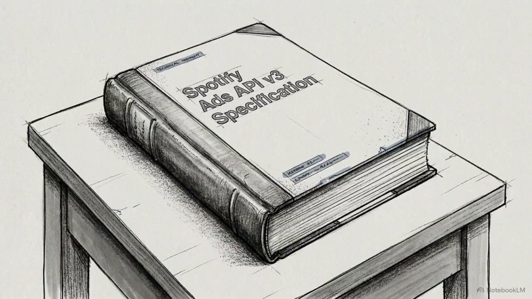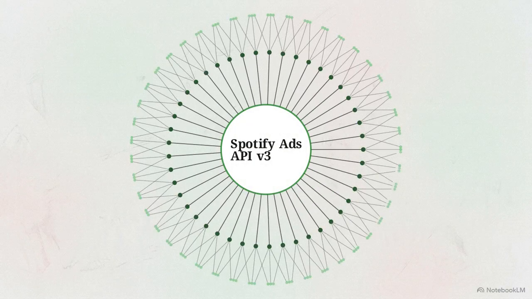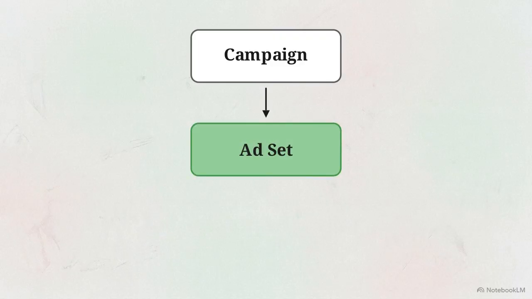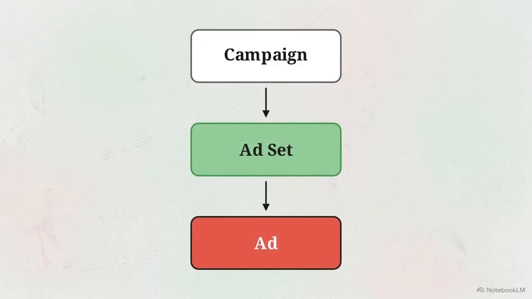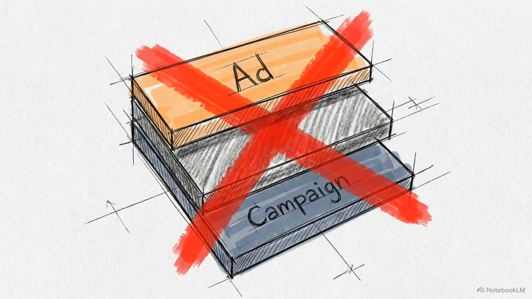The immediate friction lies in the reality of the Spotify Ads API version 3. It contains over 30 separate, deeply nested resource types. To launch that requested promo, the system has to build a strict hierarchy. First, it generates a campaign entity. That campaign must then contain an ad set entity. Finally, that ad set houses the specific ad entity. You cannot build these out of order.